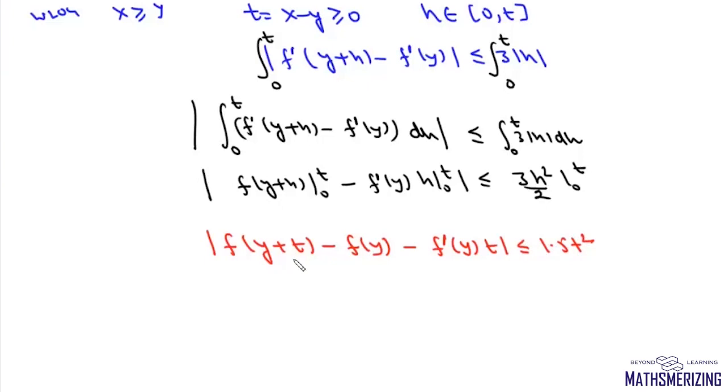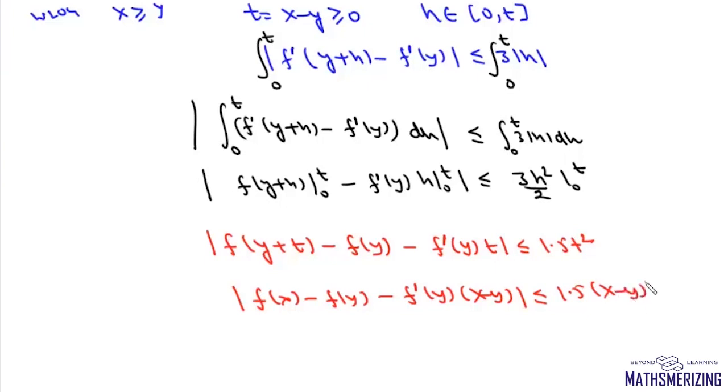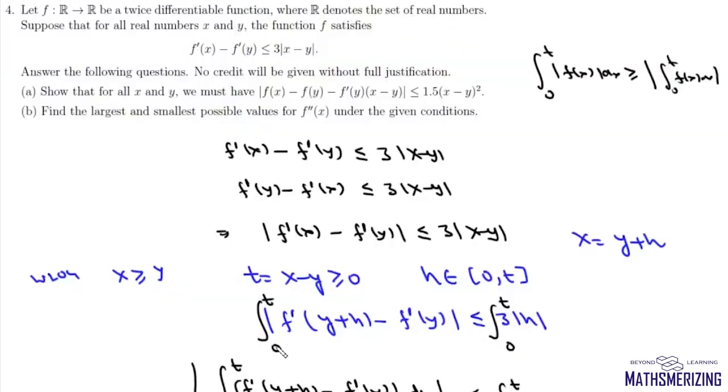Now t is x minus y. If we put x minus y, it will be mod of fx minus fy minus f dash y into x minus y is less than or equal to 1.5 times x minus y square, and this is what we needed to prove.